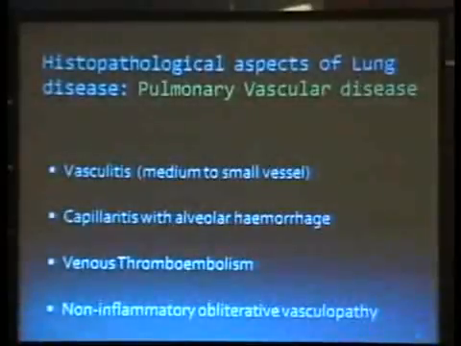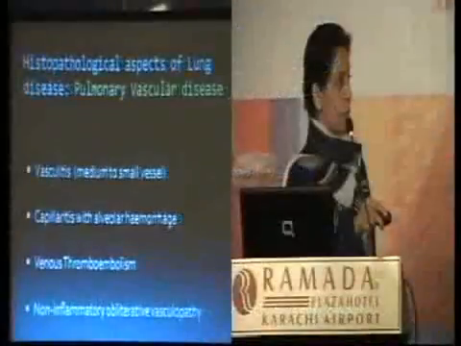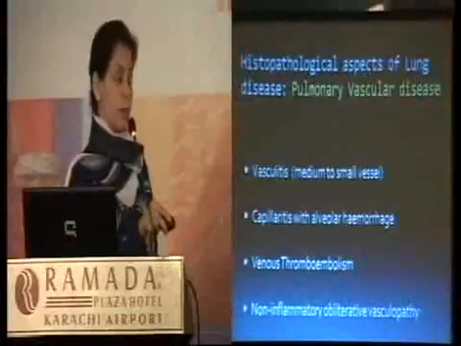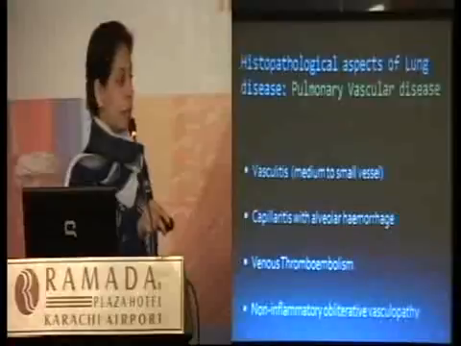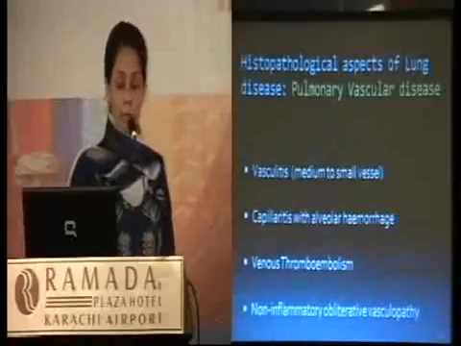Pulmonary vascular disease is seen when there is a vasculitis, usually a medium small vessel vasculitis. Occasionally, some of these, such as lupus, will present with a capillaritis and alveolar hemorrhage. Venous thromboembolism, either due to an antiphospholipid antibody syndrome or in situ thrombosis, or a DVT with a pulmonary embolism due to mobility can be one way that they present. There's also non-inflammatory obliterative vasculopathy that we see most commonly in scleroderma.